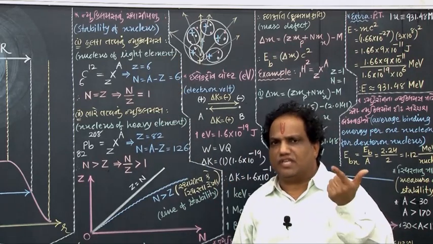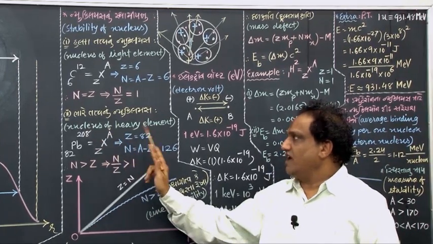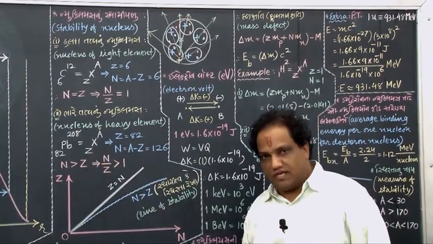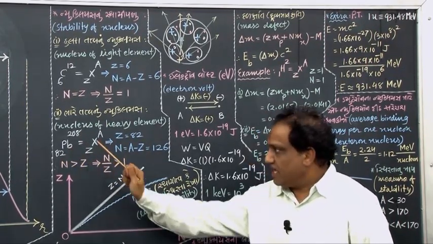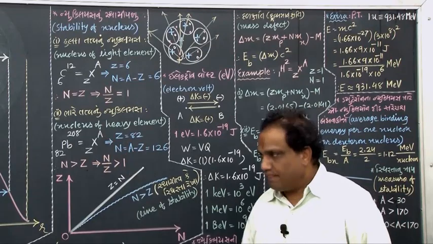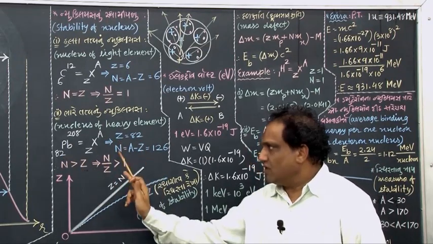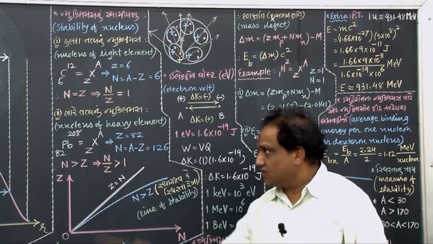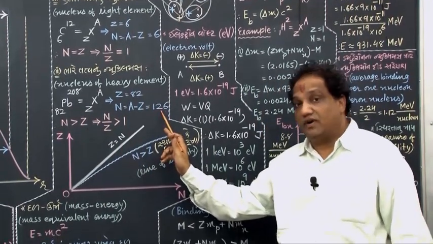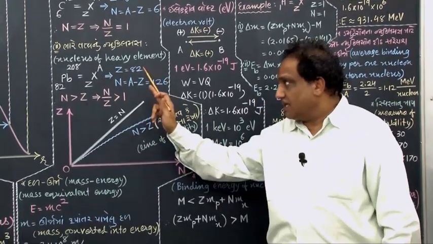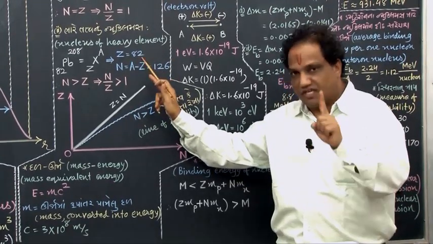Let us see what is the case for nucleus of heavy element. We take this nucleus 82Pb208, match it with ZXA, then Z equals 82, number of protons is 82. What about number of neutrons? It is A minus Z, so it is 208 minus 82, answer is 126. This number is greater than this number by 44, this minus this, answer is 44.